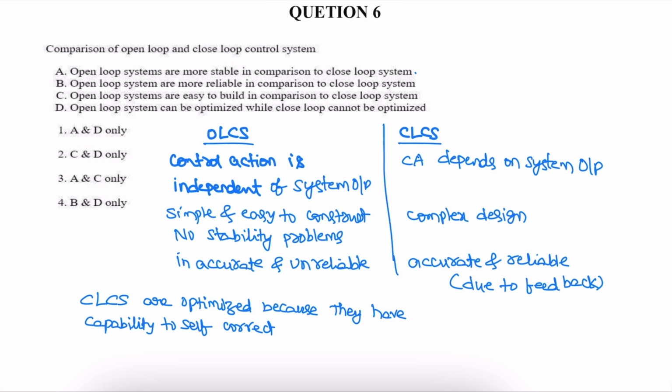So statement C is correct. Open loop control systems can be optimized. Wrong. Open loop control systems cannot be optimized, but closed loop control systems can be optimized. So the correct statements are A and C. The correct option is 3. Next question.